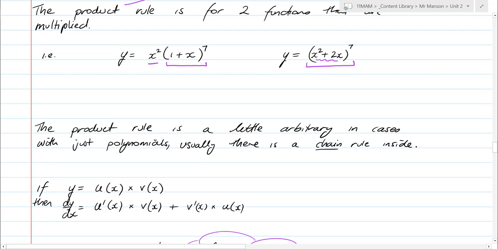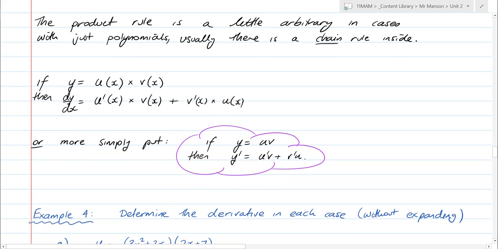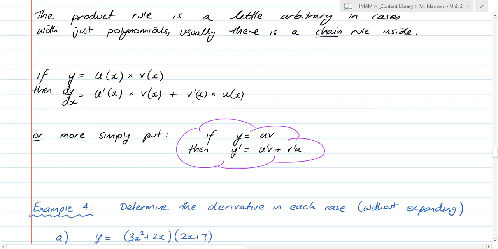The product rule is a little arbitrary in cases with just polynomials. Usually there's a chain rule inside. Yeah, so the product rule becomes massive next term when we combine it with periodic functions and stuff like that. For polynomials, it's quite arbitrary. But anyway, here's the more mathematical variant of the product rule. This is what you'll probably see.